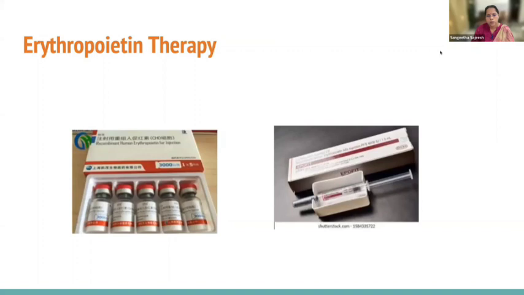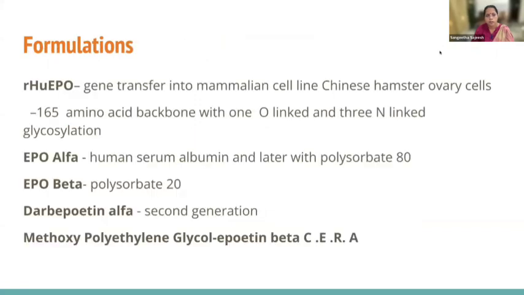Coming to the specific erythropoietin stimulating agents, they are formed by recombinant technology, with gene transfer into a mammalian cell line, Chinese hamster ovary cells. The initial one was a 165 amino acid backbone with 1 O-linked and 3 N-linked glycosylation. There are first generation, second generation, and third generation molecules. First generation are mainly epoetin alpha and beta, with a minor change: polysorbate 80 in epoetin alpha and polysorbate 20 in epoetin beta. Darbepoetin alpha is a second generation molecule, and the third generation is methoxypolyethylene glycol epoetin beta, or continuous erythropoietin receptor activator, called CERA.